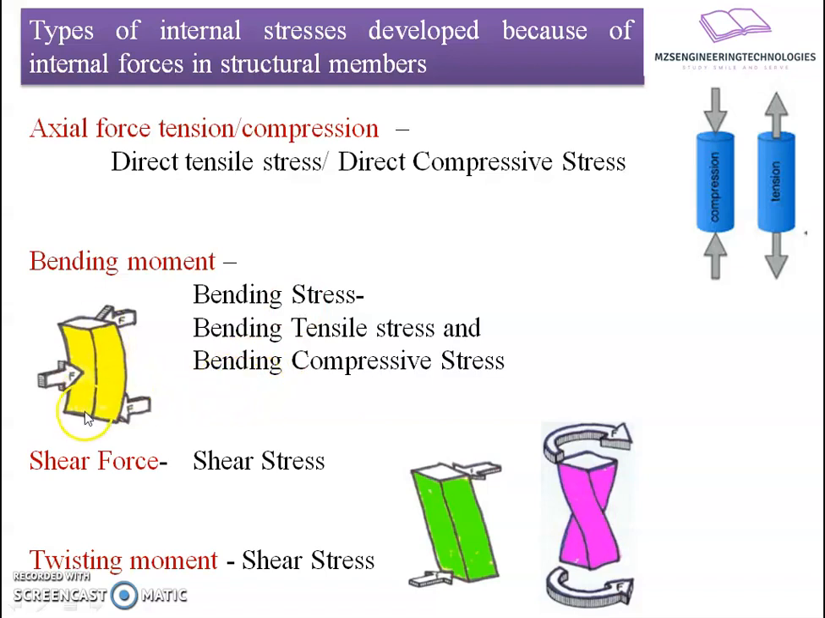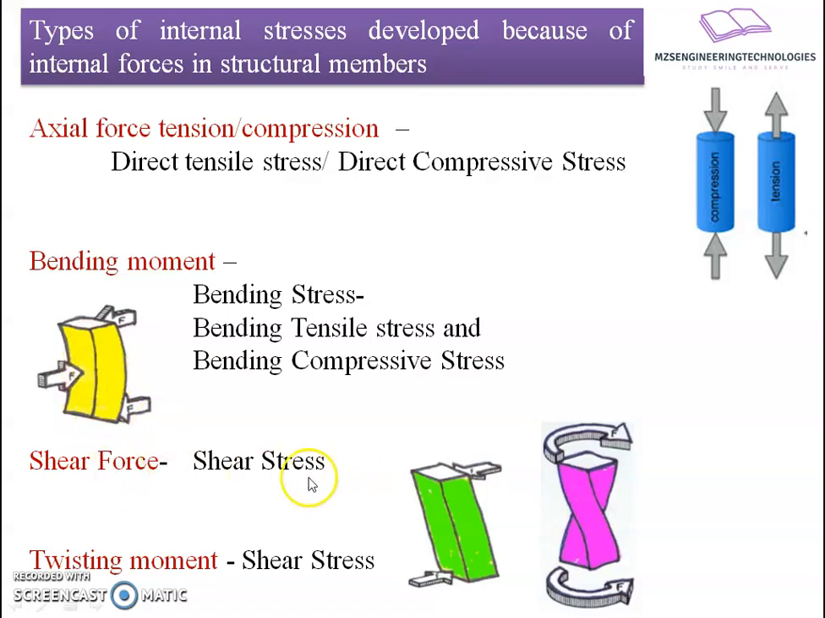Let us take a typical example of a beam here. The beam is subjected to a point load. What will happen? The beam is loaded along its length, and that's why it will bend downward. The bottom fiber will experience the tensile stress, whereas the top fiber of this beam will experience the compressive stress.